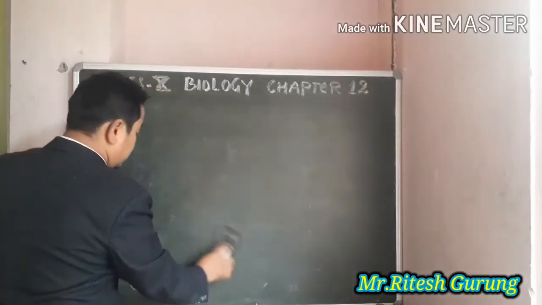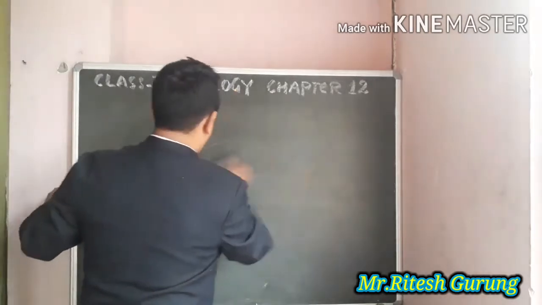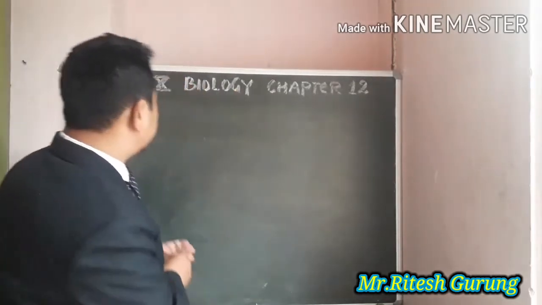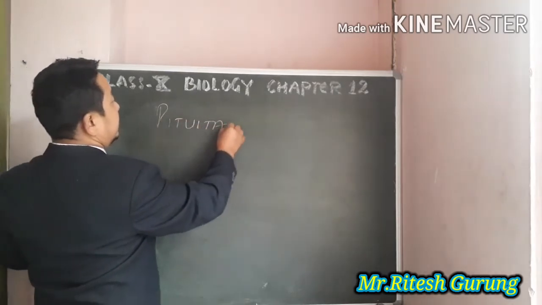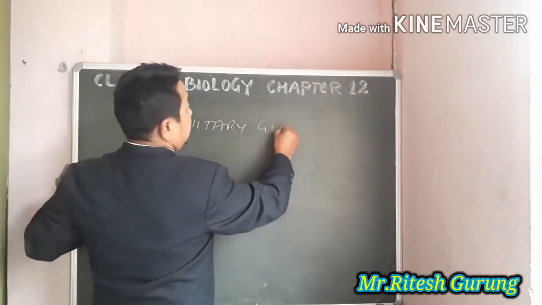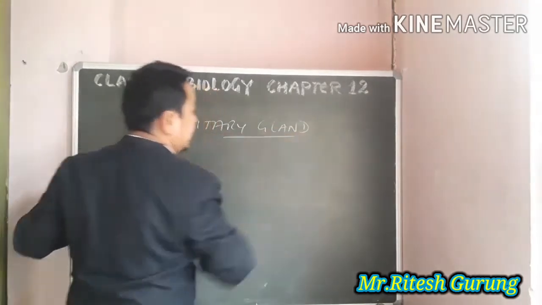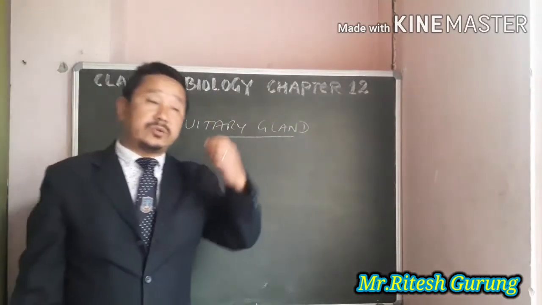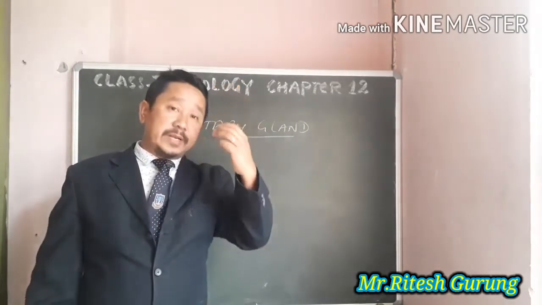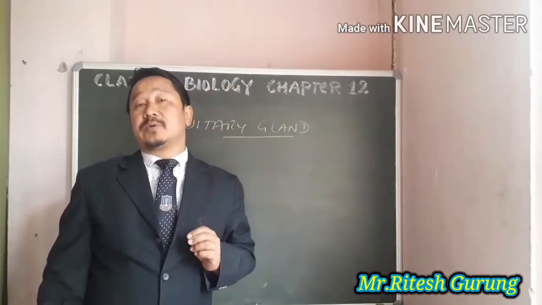Okay, the next gland we have here is the pituitary gland. Okay, pituitary gland. As I've told you in the last session also, it is located here in the brain, just below the hypothalamus.